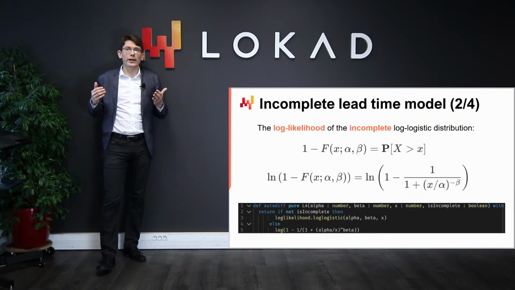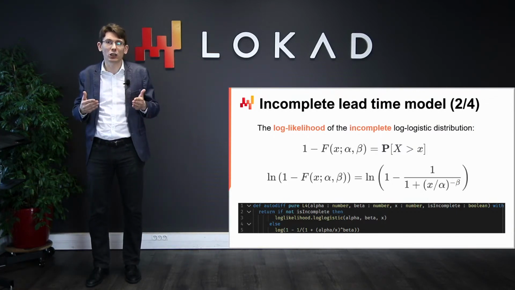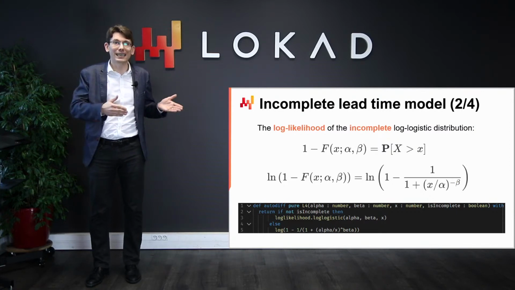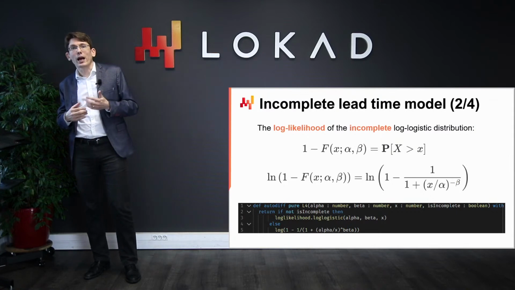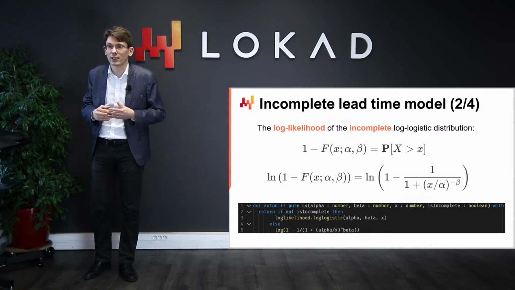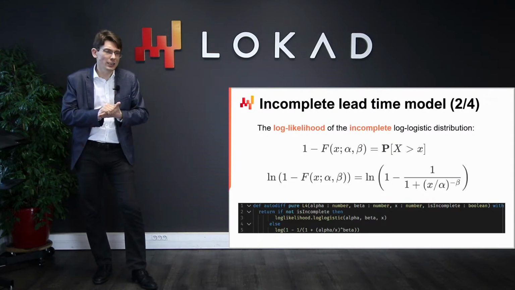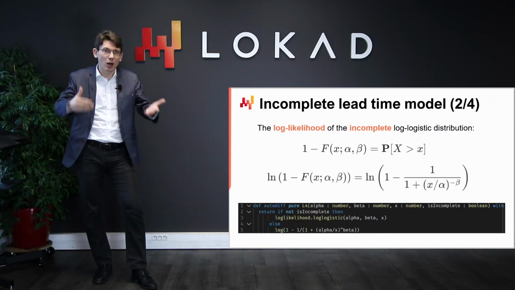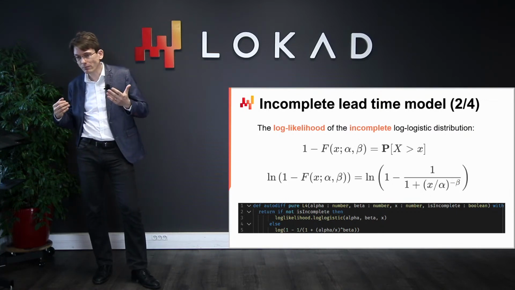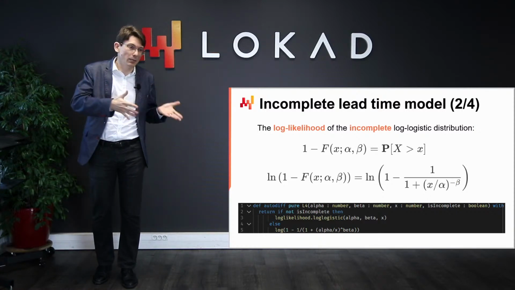At lines 2 and 3, if the observation is complete, then we fall back to the previous situation with the regular log-logistic distribution. Thus, we call the log likelihood function that is part of the standard library. I could have repeated the code of the previous L4 implementation, but this version is more concise. At lines 4 and 5, we express the log likelihood of observing a lead time greater than the current incomplete observation x. This is achieved through the CDF, and more precisely, the logarithm of the CDF.